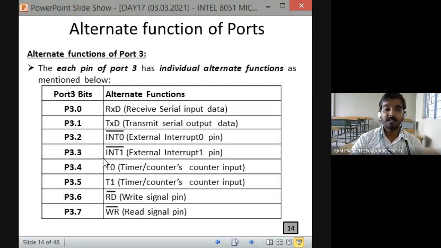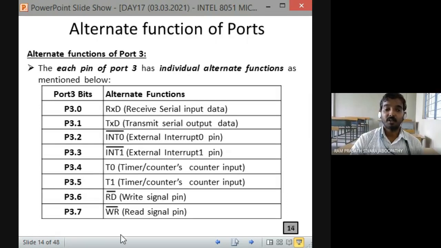See, in normal condition, port 3 can be used for connecting general input output devices. When you are going for serial communication, these 2 pins cannot be used for connecting input output devices. When you are going for external interrupt, these 2 port pins cannot be used for general input output operation. Fine. When you are going to configure your 8051 timer as counter, then these 2 port pins, P3.4 for timer 0 counter input, then T1 for timer 1 counter input.